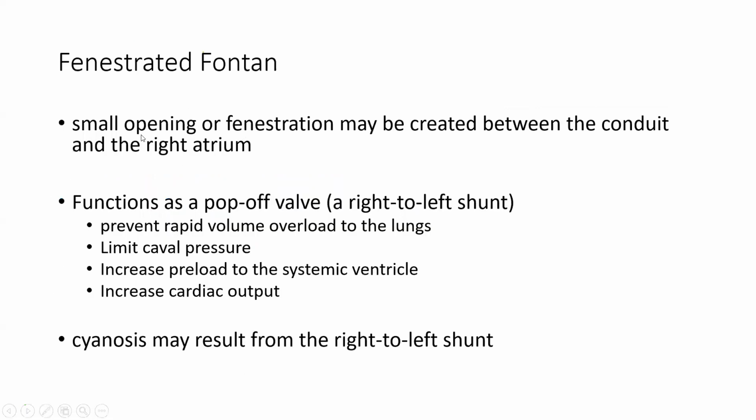In fenestration, a small opening is created between the conduit and RA. It functions as a pop-off valve to prevent rapid volume overload to the lung, limits the caval pressure, increases the preload to the systemic ventricle, and increases the cardiac output. Cyanosis may be there. So this is mainly used in borderline cases, like if the PA pressures are more than 15, or some books say more than 12, which is a relative contraindication to Fontan. It is associated with high morbidity and mortality.